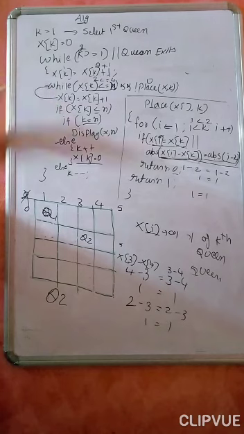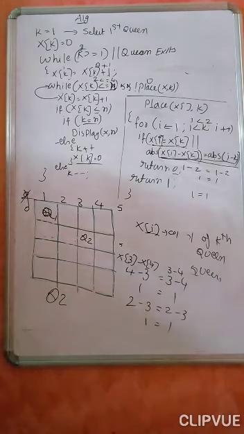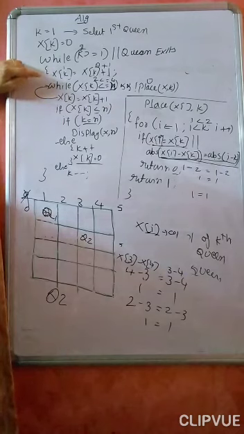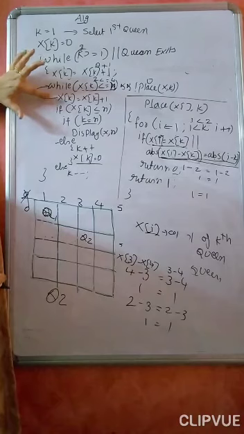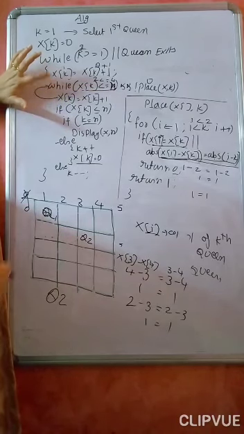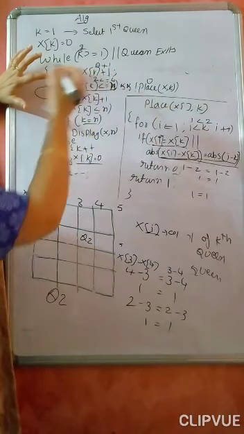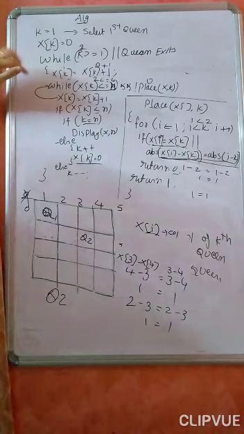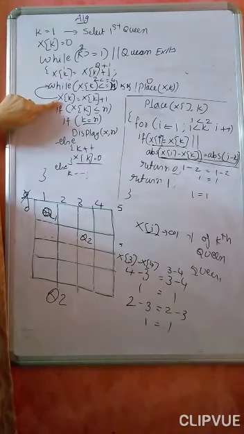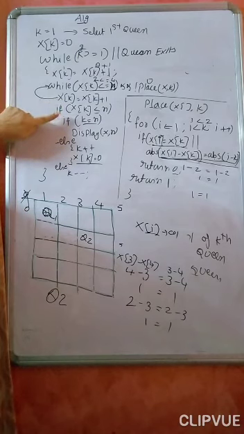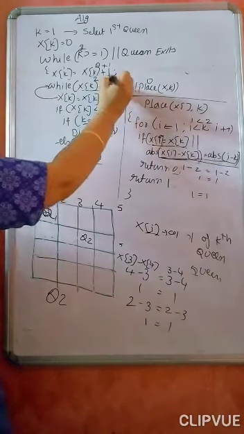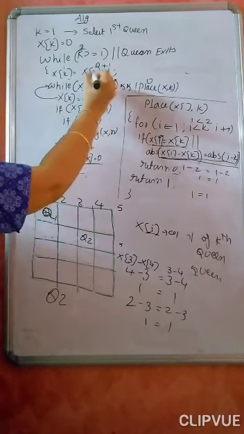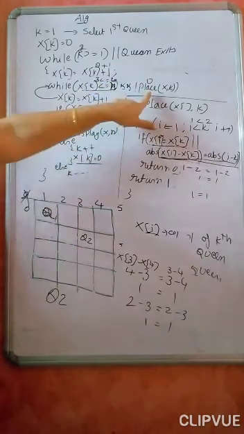Again I will go back to the while loop. x of k is equal to x of k plus 1. Again I will go back to this while. So I will try to place this one in the next column. Okay, you have placed it in the next column. Again I will go back to this. So now I will check whether this is 3. Is 3 less than or equal to 4? Yes. Again I will call the place function.